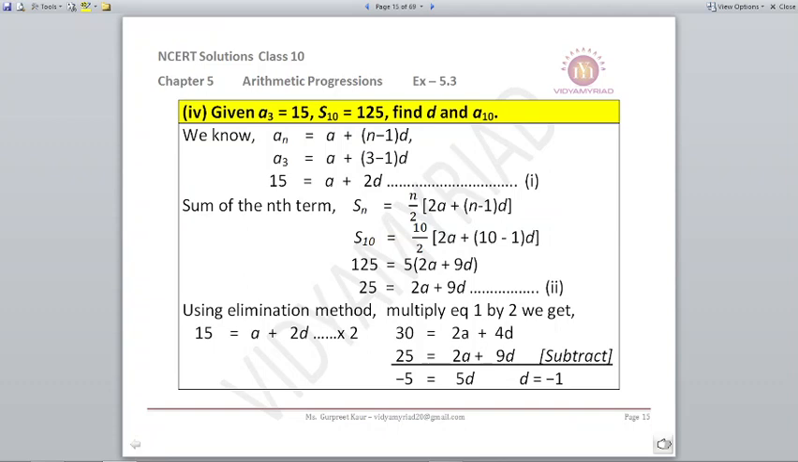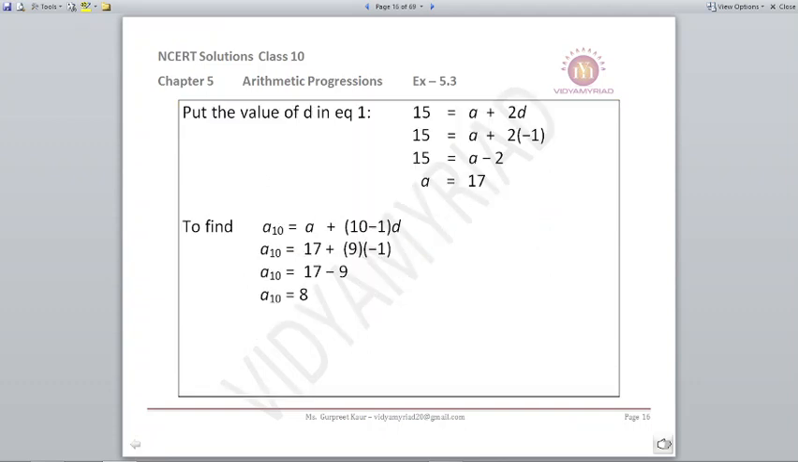Now we can put this value of d in equation 1. So 15 is equal to a plus 2d. A comes out to be 17.